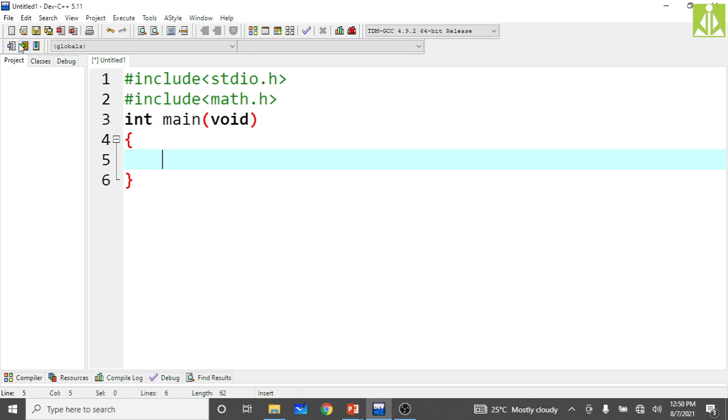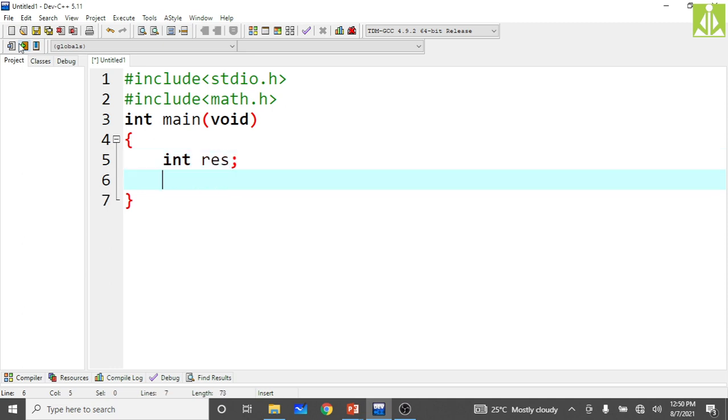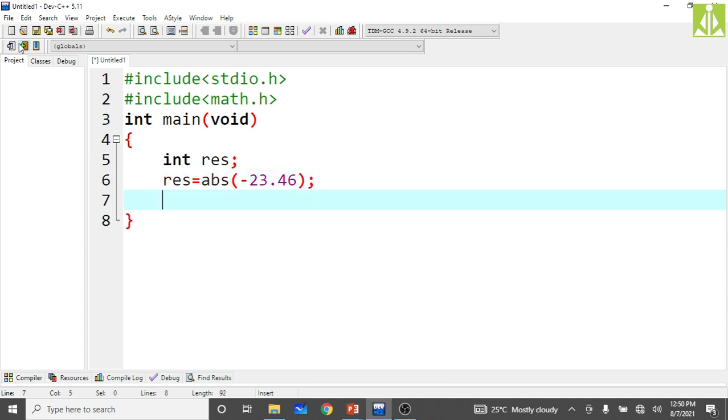Now I need to check how the integral values will operate. To check that, I will take an integer result. Result equals a call to the absolute function. I'm giving a negative value, minus 23.46. I'm calculating the absolute value of minus 23.4, no, not 46, we can't give that because it is an integer. So minus 23. We are calculating an absolute value of an integer.